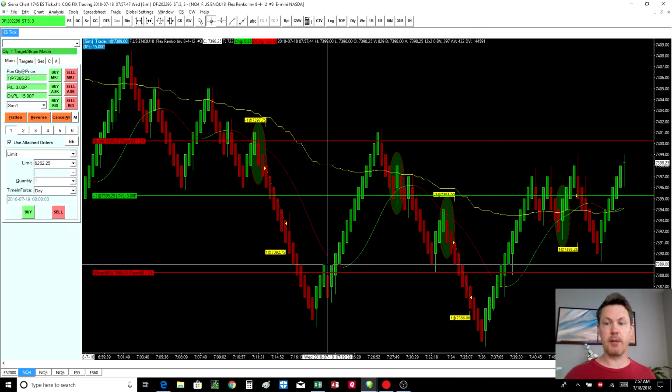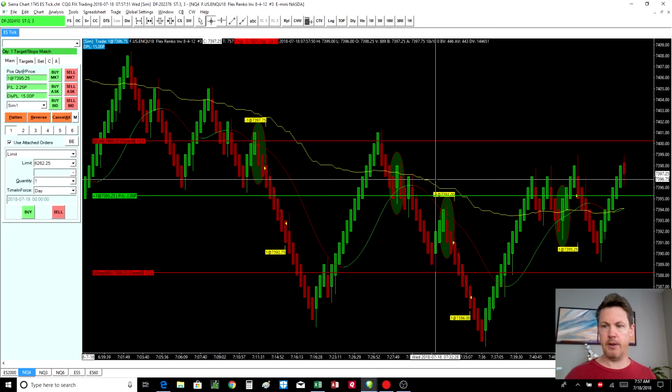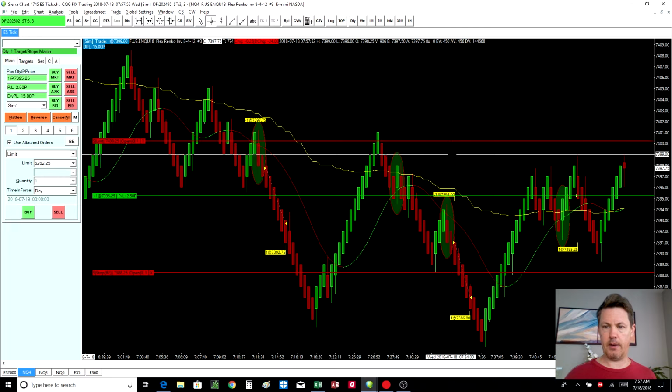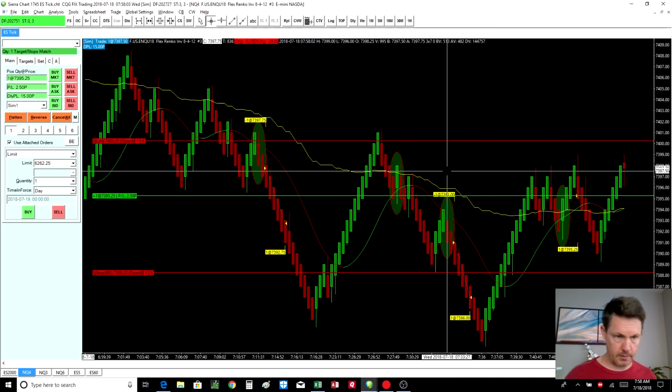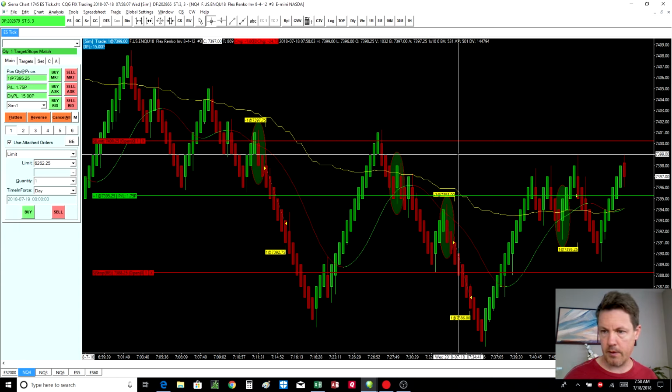This is another example of discipline. I mean, I could take 12 ticks right here. I went as far as 16 ticks. I think 15 ticks. Where's my entry? 9525. Okay, so it went 15 ticks my way.